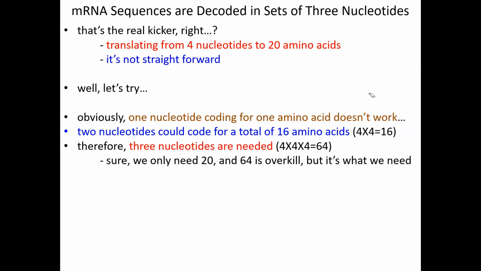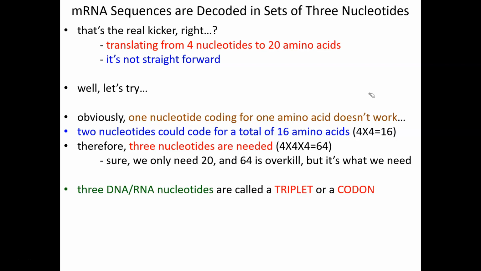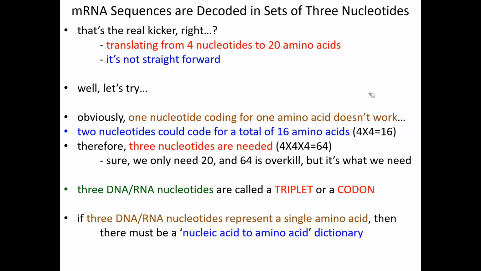So each single amino acid is encoded by 3 nucleotides. 3 nucleotides makes up the word of a single amino acid. And we only need 20, so 64 is overkill, but that's actually going to come into some use, as we'll see in just a second. So these sets of 3 nucleotides at the DNA or RNA level that contain the information for a single amino acid are called triplets or codons. We can use those 2 terms interchangeably.